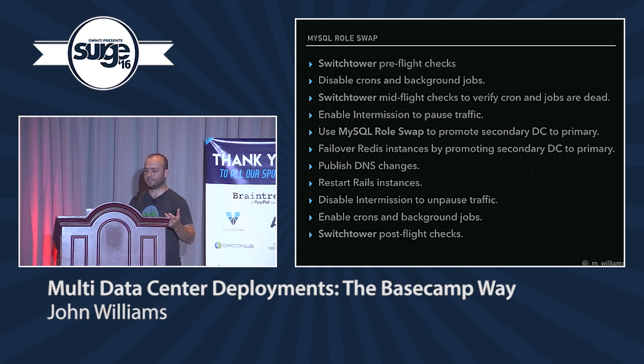We restart all the Rails instances, and then we disable Intermission. That allows the herd of traffic all the way back through. All the requests that were paused end up getting processed, and then we're considered failed over to the second data center. Then we enable all of the crons and the background jobs, and then we do some post-flight checks, which is basically the reverse of the pre-flight checks. So we're checking to make sure that the state at the end of the failover is basically the exact opposite of what it was when we started.